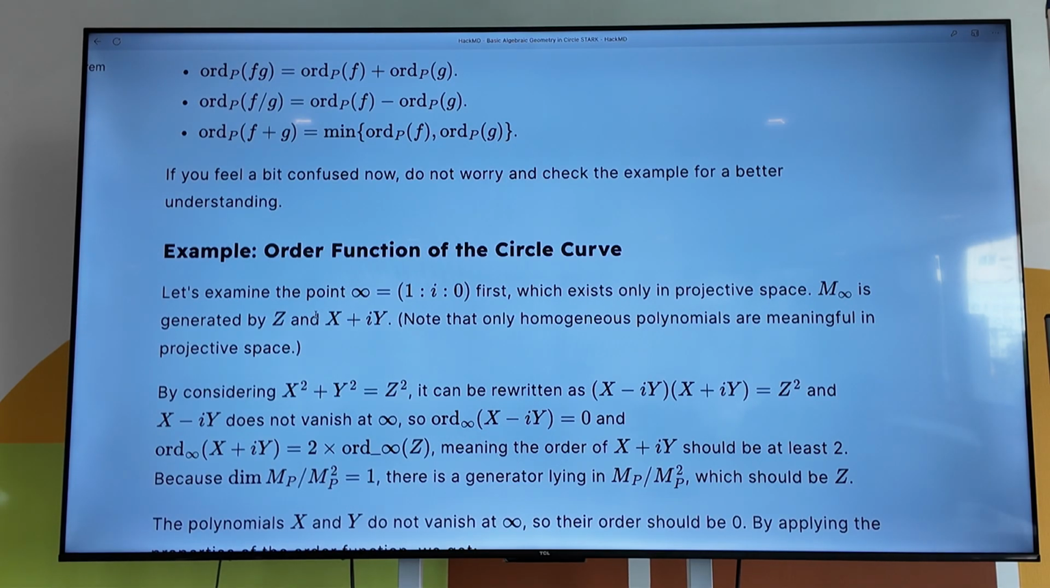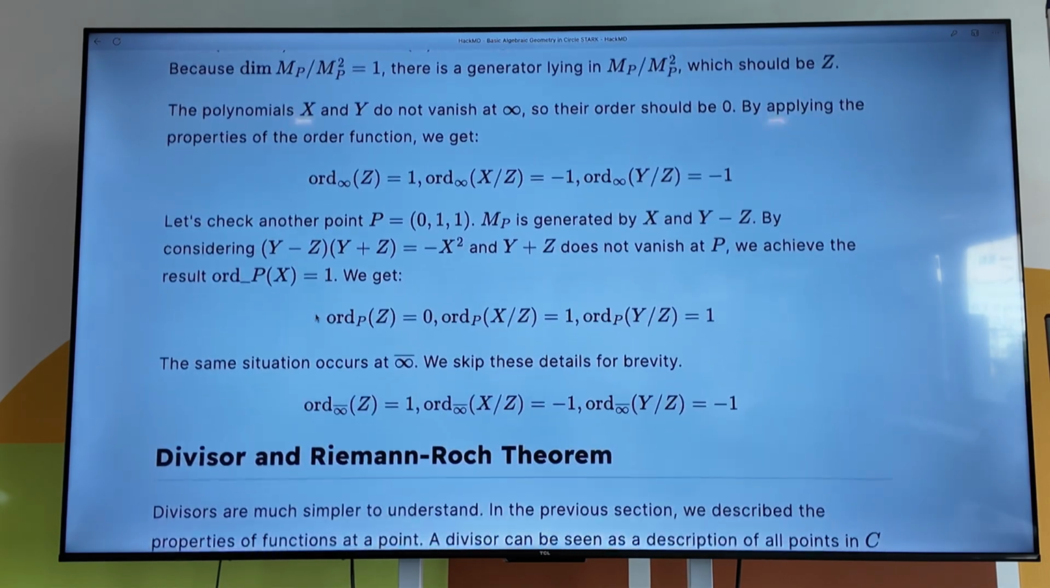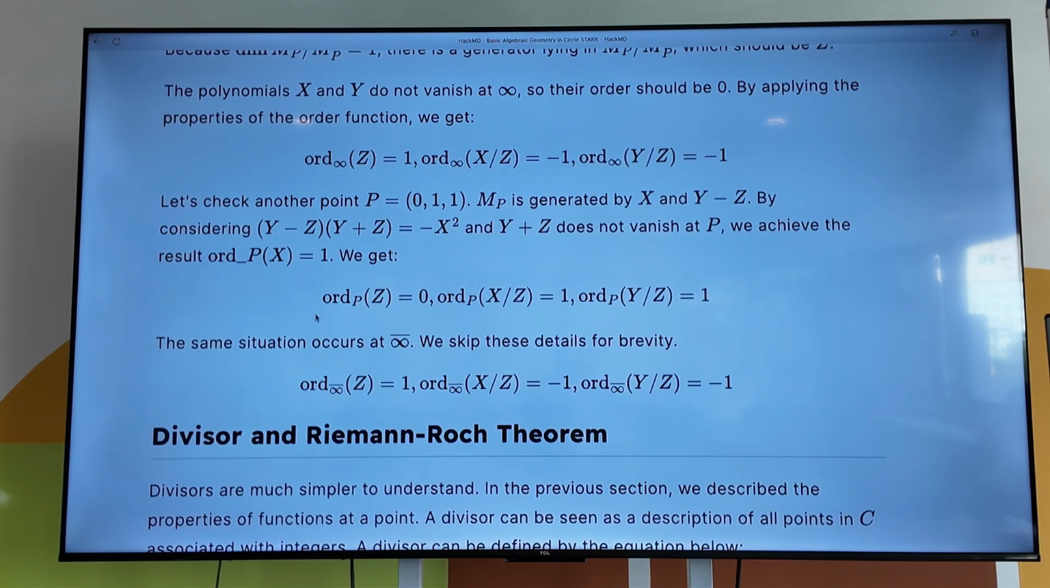So that's some calculation to apply these properties, and we will find some good things, and we just apply the trick to calculate the order function. Because we can define the order function at each point and for each polynomial, we just list all the function results here. This result will be used in the next part.